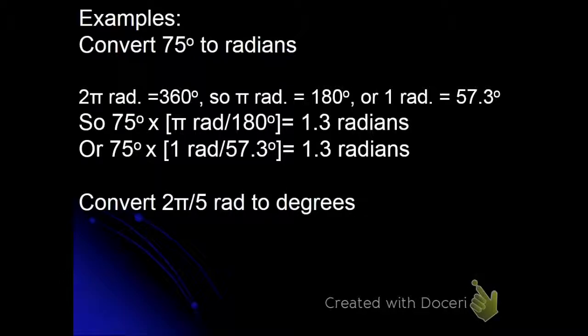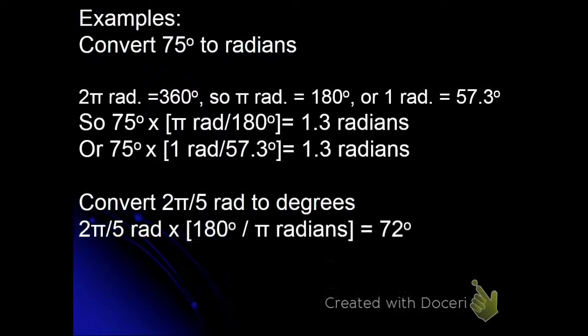We can also convert the other way, from a number of radians to degrees. Take 2 pi over 5 radians, and then we're going to multiply that by 180 degrees per pi radians, or multiply it by 57.3 to get the number of degrees.